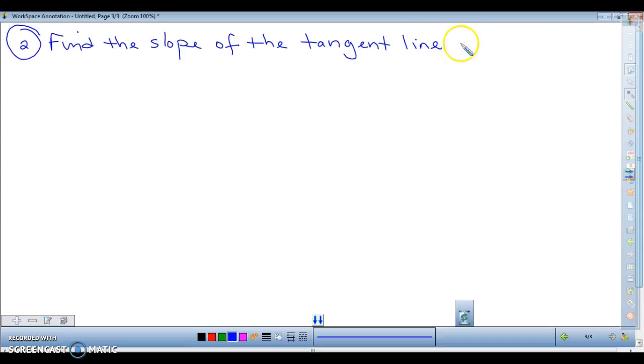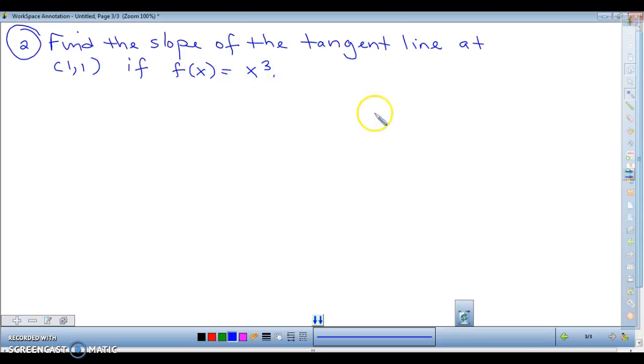Okay, so let's find the slope of the tangent line at the ordered pair (1, 1) if f of x is equal to x cubed.